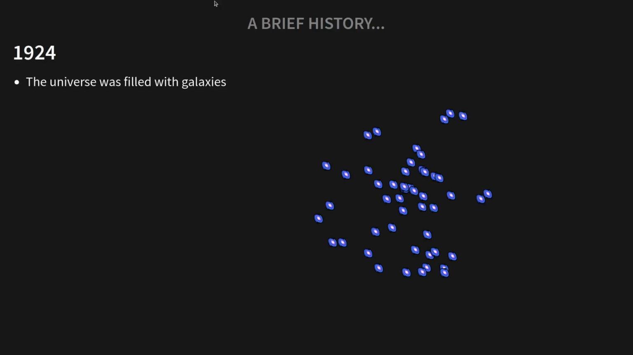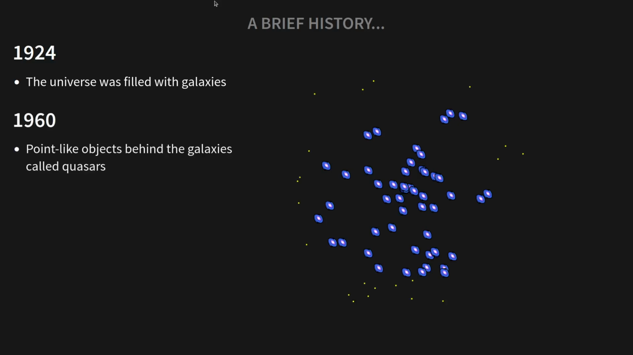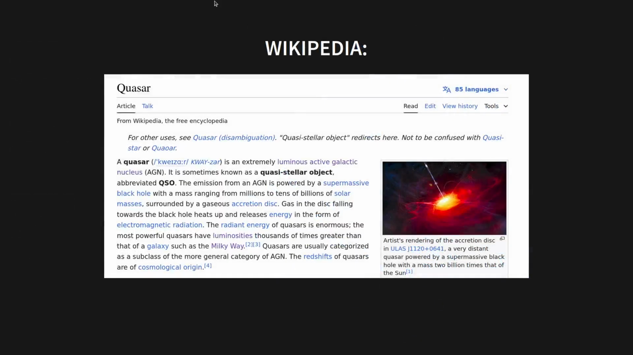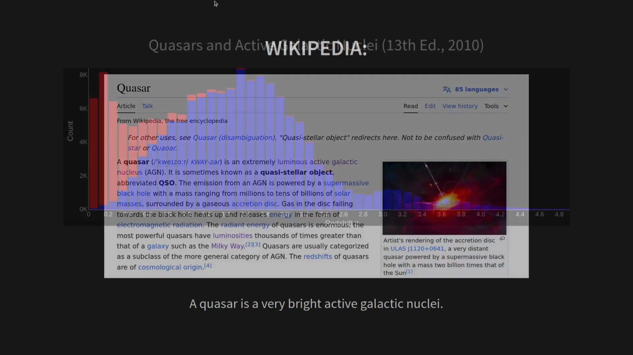In 1924, we realized the universe was filled with galaxies, and in 1960, we saw point-like objects behind the galaxies called quasars. Today, we see galaxies at the distances of quasars and beyond. Quasars are a special type of galaxy, or really just the central region of extra bright ones.